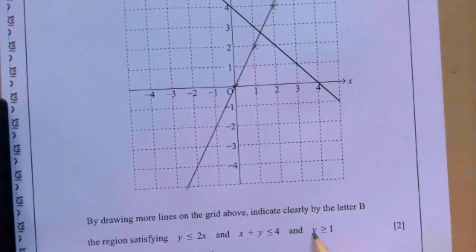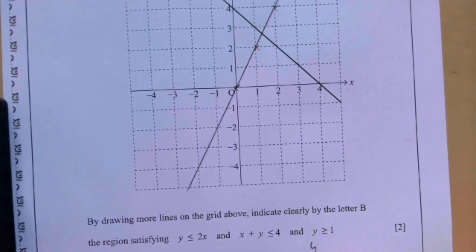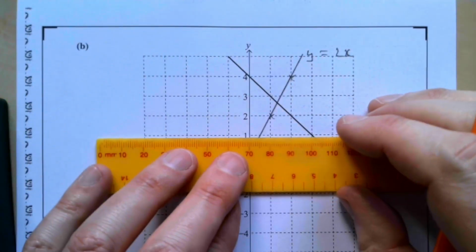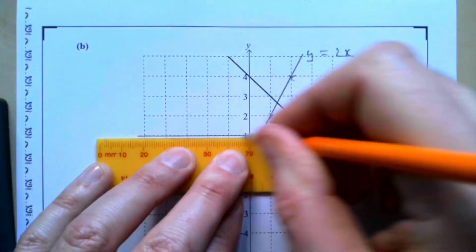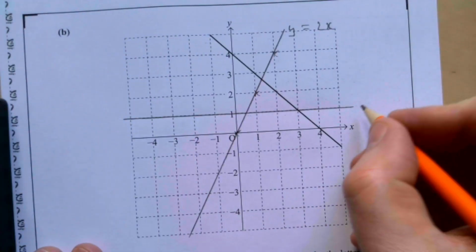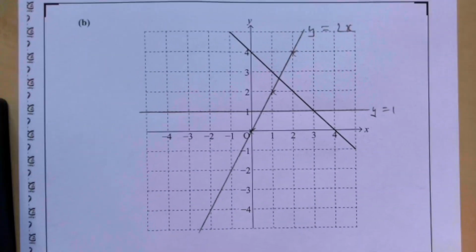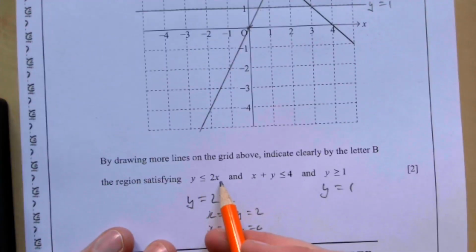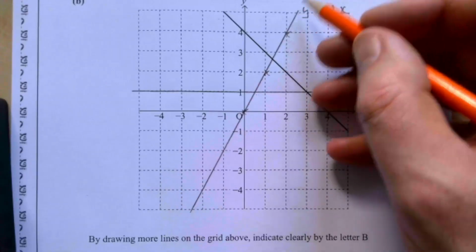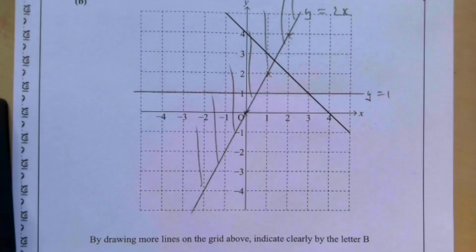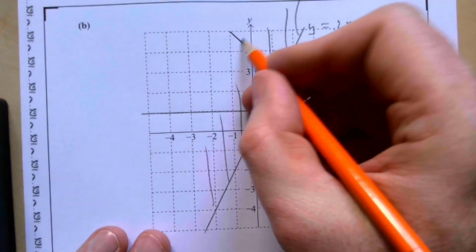The other line then is y equals 1. That line is a bit more straightforward. It's the one where all the y coordinates are 1. So that's the line y equals 1. Similar to what we've just chatted about, we want y less than or equal to 2x. So we want below this line, so I'm going to get rid of above it. Again, pick a point not on the line if you want to do it that way. x plus y is less than 4, we want below this line.